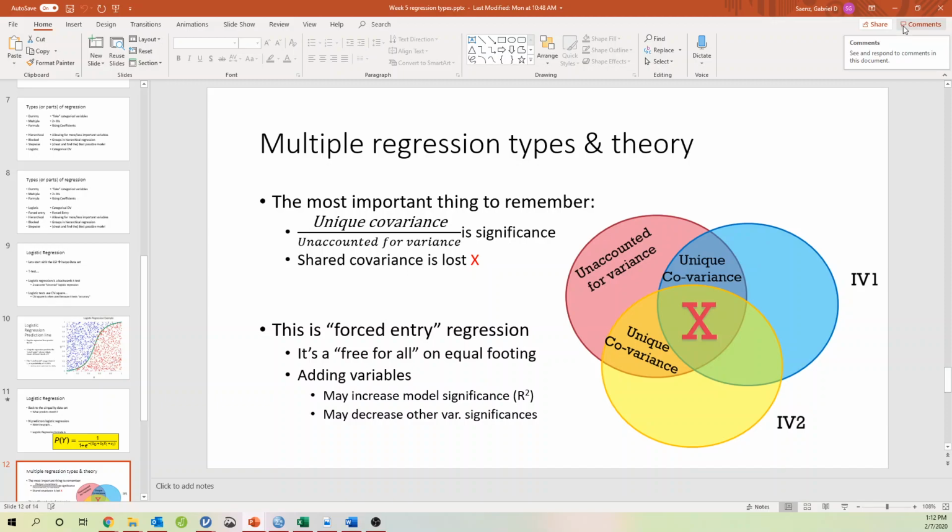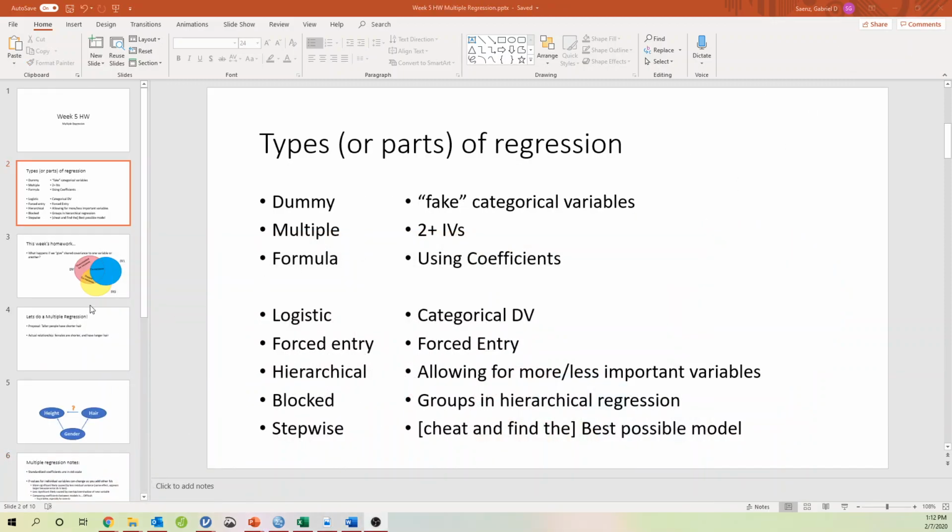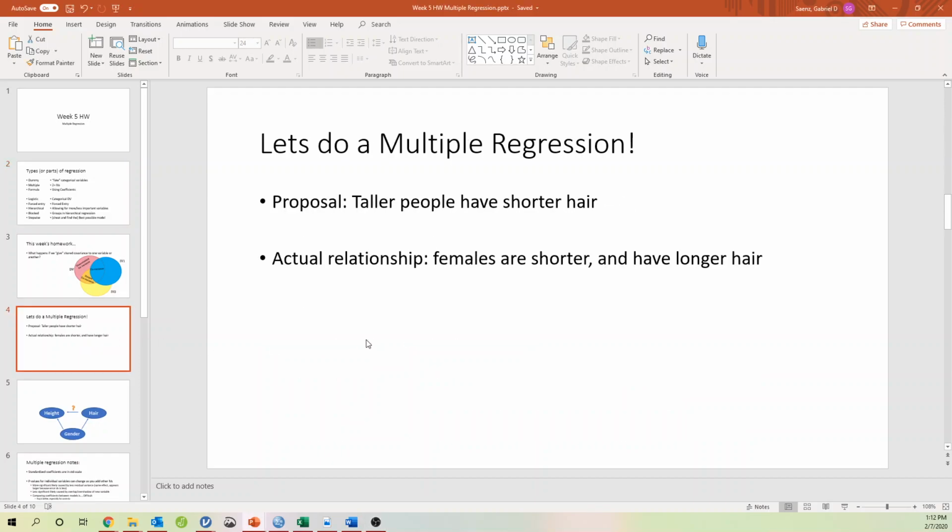Now, let's take a look here at an example. We're going to skip this slide very briefly. That shows what happens when you run a regression that involves two independent variables. This is an example that I really like. It starts off with a very simple premise that's obviously flawed. Taller people have shorter hair.